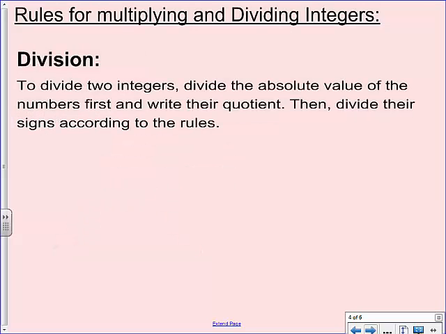Division. To divide two integers, divide the absolute value of the numbers first and write their quotient. Then divide their signs according to the rules. Let's see a couple of examples. We have 9 divided by negative 3. So we have to divide the absolute value of the numbers first. That means we're going to forget about the signs and we're going to divide 9 by 3. 9 divided by 3 equals 3.